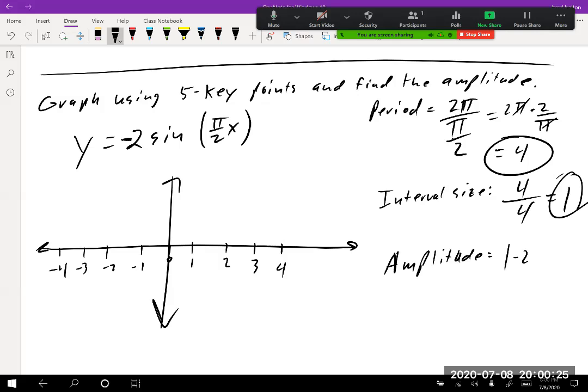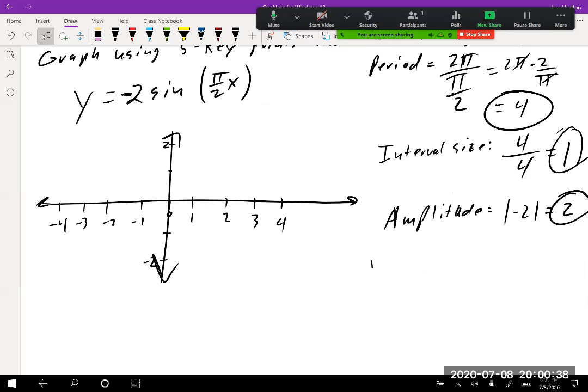And that's the absolute value of -2, which is 2. So we got our amplitude. So we know we're going to go up 1, and here's 2, and we're going to go down 1 and down 2. Okay. So we have quite a bit of information, and now we're just going to build our little table.